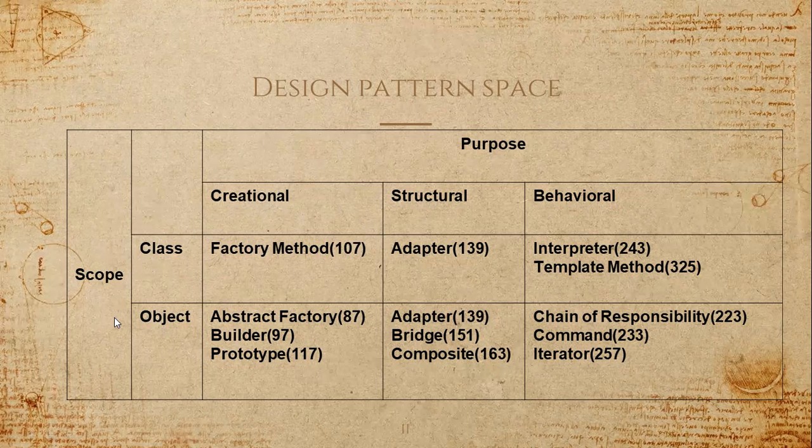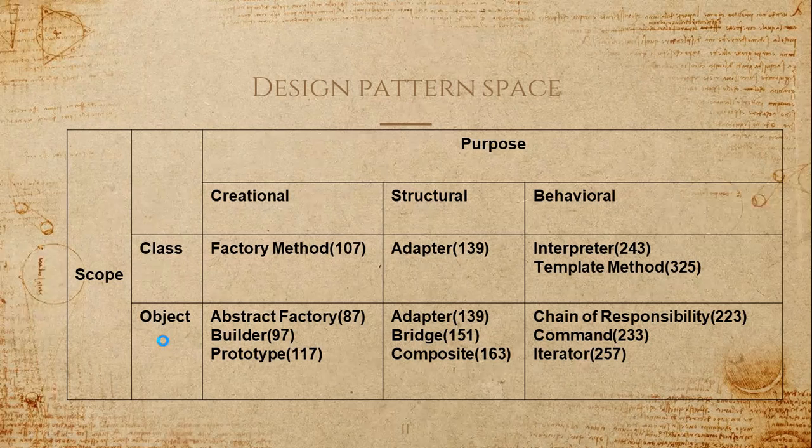So here class patterns deal with the relationship between the classes and their subclasses, and these relationships are established through inheritance. So they are static and fixed at compile time. Whereas the object patterns deal with object relationships, which can change at runtime. So they are dynamic. So classes are static and objects are dynamic. So this is the table form representation of the design pattern scope.